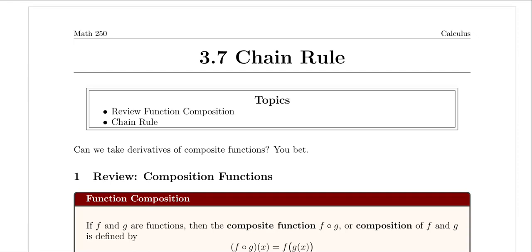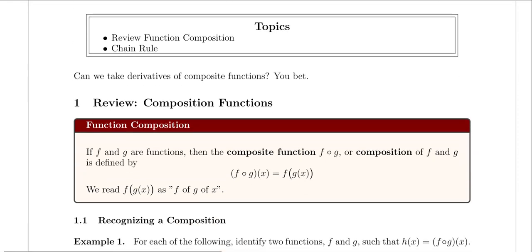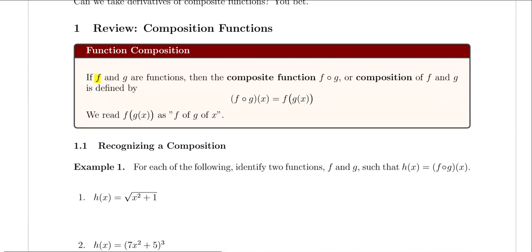But before we do that, let's go ahead and review function compositions. If we have two functions f and g, then the composite function, read here as f composite g, or the composition of f and g, is defined the following way. The composite of f and g is simply f of g of x. Now, we get to see here that a function composition is nothing more than a function being evaluated at another function, or in other words, it's a function inside another function.